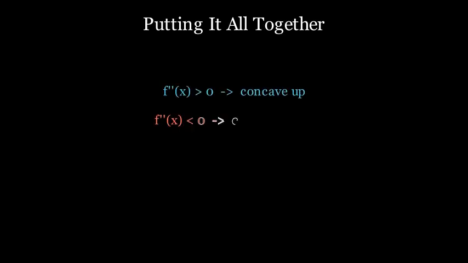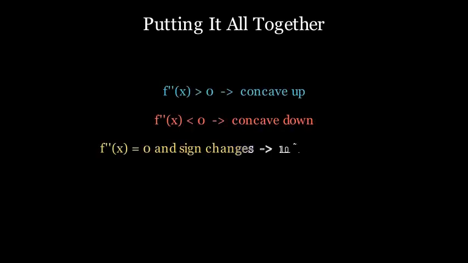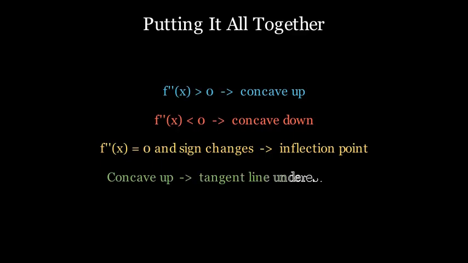Let's recap everything we just covered. The second derivative test tells us concavity. Where its sign changes, we get an inflection point. And concavity tells us whether a tangent line approximation over or underestimates the true function.